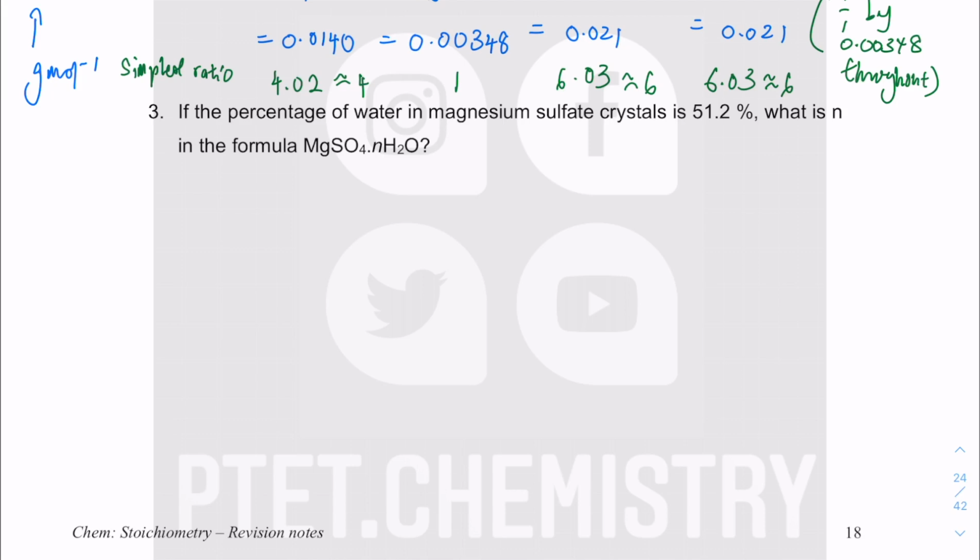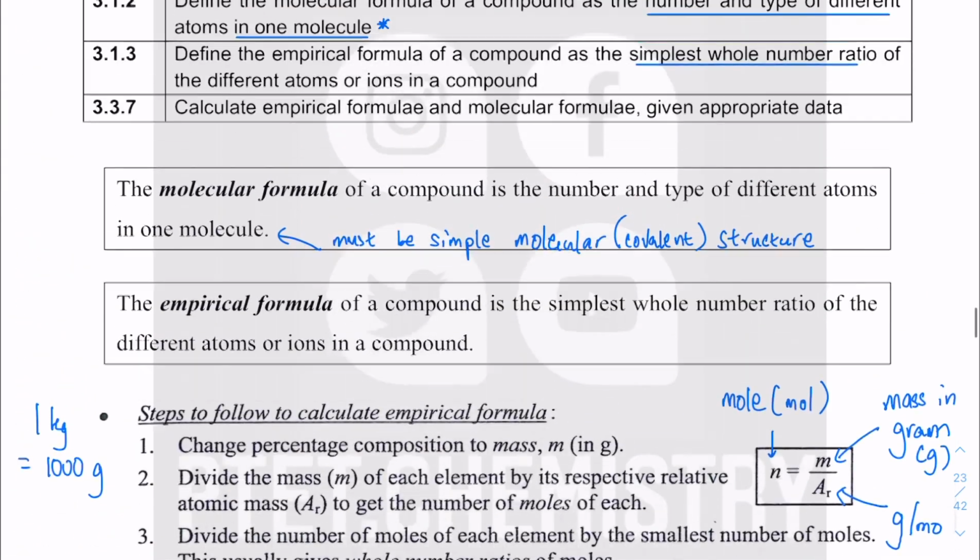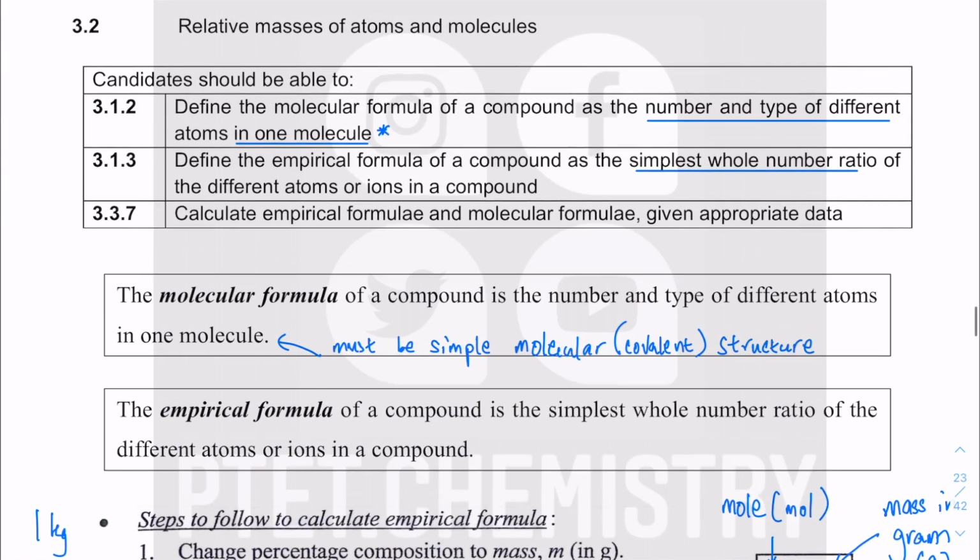Hello again everyone, welcome back to this lecture tutorial, which will continue on the empirical and molecular formula stuff that we did in the previous lecture tutorial. So just to recap and refresh a little bit, especially on the definitions. Candidates should be able to define molecular formula as the actual number of the different types of atoms in one single molecule.